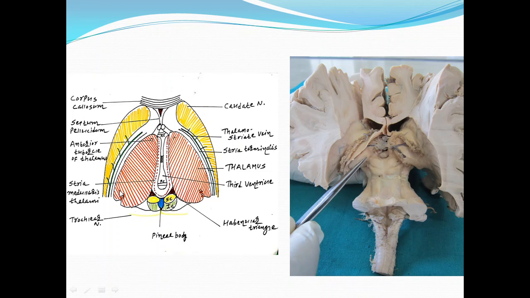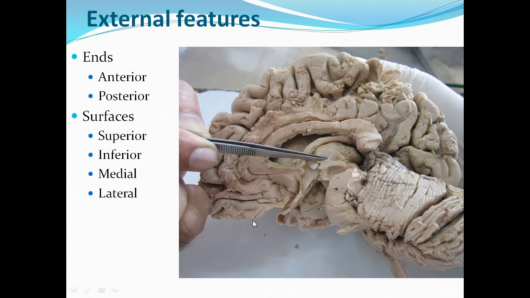The posterior end of the thalamus is somewhat expanded. It is known as the pulvinar. And the pulvinar overhangs the medial and lateral geniculate bodies. The medial and lateral geniculate bodies are components of the metathalamus that I will discuss later on. So two ends are there: the anterior end is narrow, the posterior end is expanded.